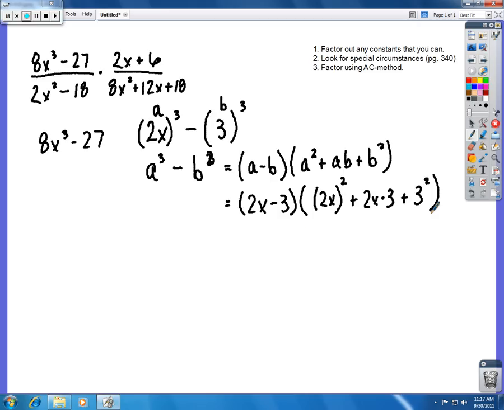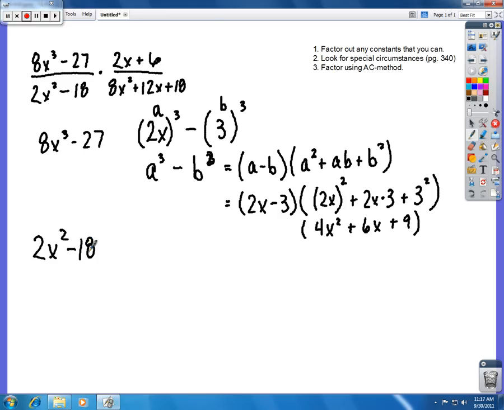Now if I break this down a little bit further, I have 4x squared plus 6x plus 9 in these parentheses. Okay, so 8x cubed minus 27 factors out to 2x minus 3 times 4x squared plus 6x plus 9. Okay, so I'm going to leave that alone for now. I'm going to move to the second part of my equation here, the denominator of the first term. So I've got 2x squared minus 18.